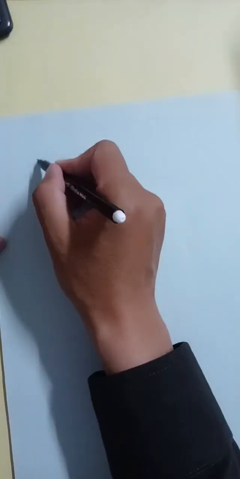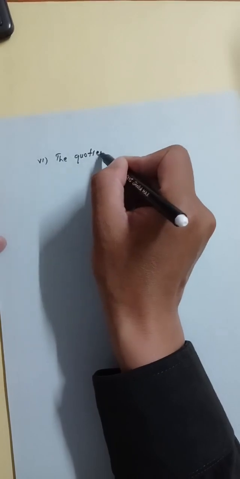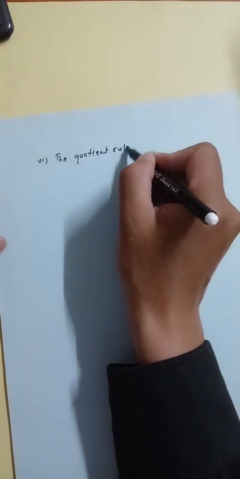So the quotient rule is the sixth rule, the quotient rule.